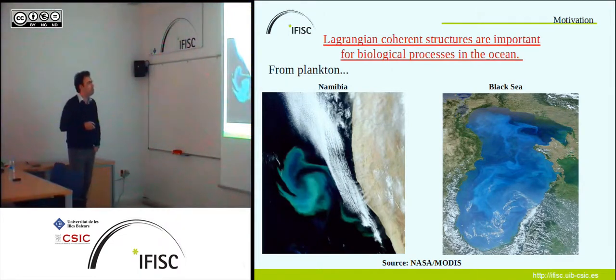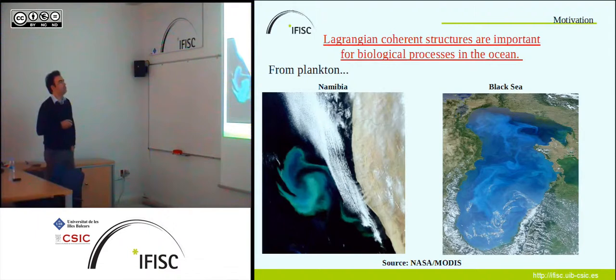And the reason is that it is believed that these structures are important for biological processes in the ocean. Of course, this is not the only reason, but since my work is devoted to biology and fluids, then I'm using it for this reason.